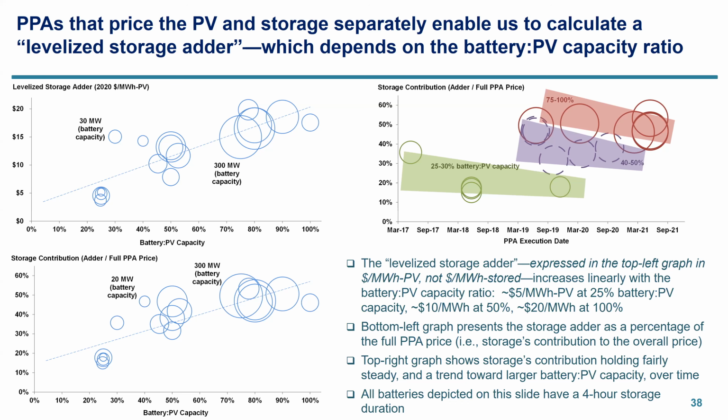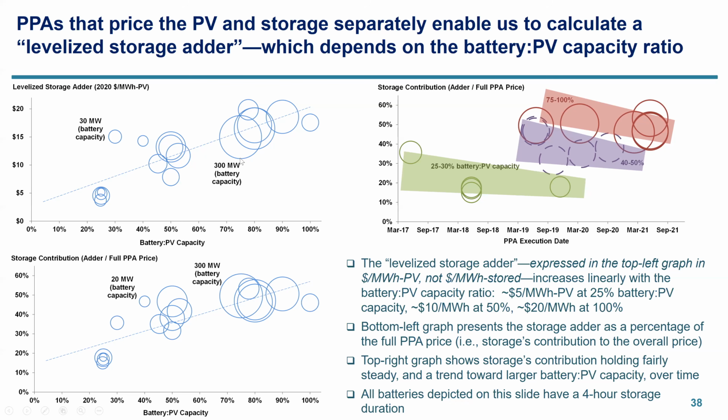A subset of the PPAs for which we have pricing actually break out the battery pricing from the PV pricing. And that enables us to calculate what I'll call the levelized storage adder, which simply tells you the dollar per megawatt hour addition or increase in your PPA price due to having the battery there as well. And just to be clear, we're expressing this in dollars per megawatt hour PV, not dollars per megawatt hour stored. Those are two different things.